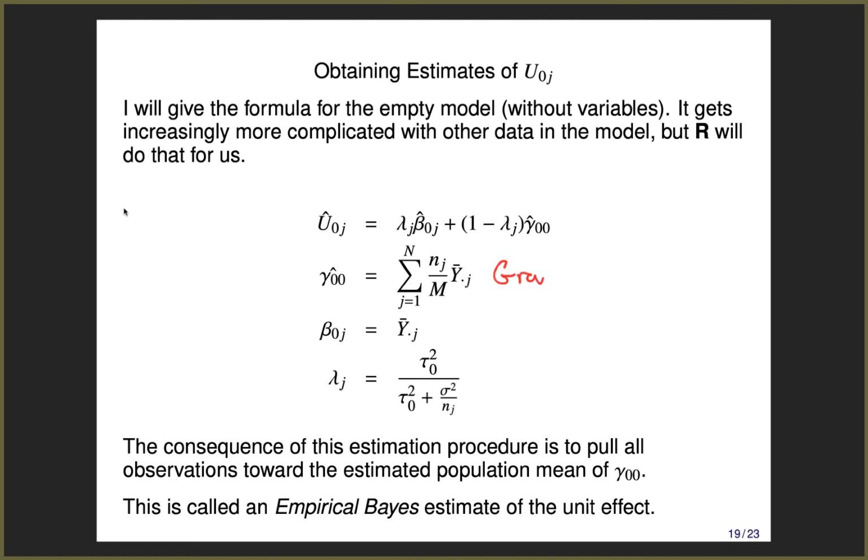There's what we might call the grand mean of y. So this would be the mean of y across all observations, independent of the grouping. And this is the group mean of y. You can see that these random intercepts are a function of these two different pieces of information.